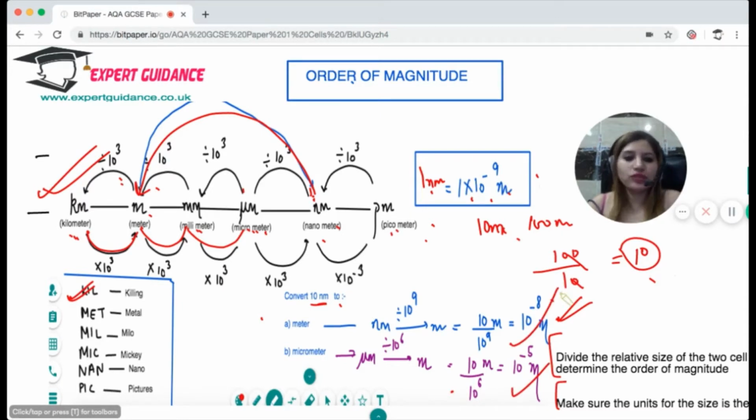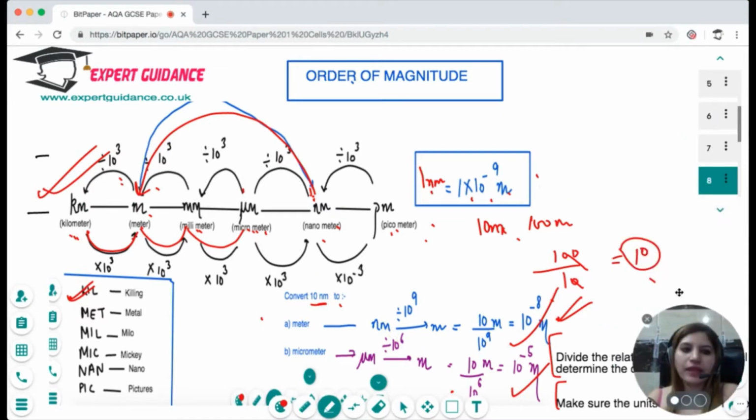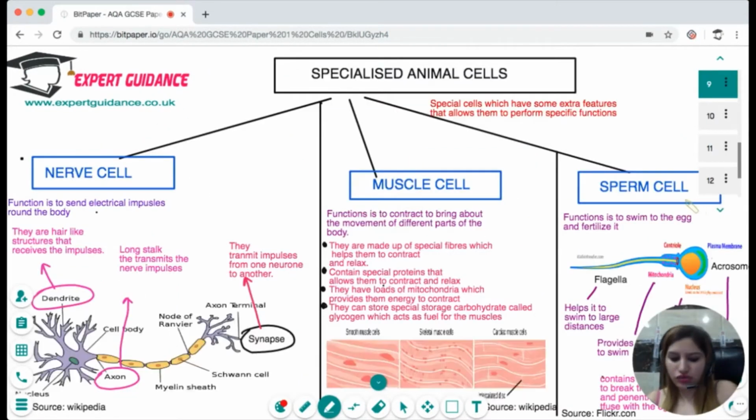So it's very important that you know how to convert. Make sure both the units are the same and then divide the two. Okay. Now, the next thing we need to do is, what are the specialized animal cells? Specialized animal cells are those cells which have some extra features that allow them to perform specific functions.